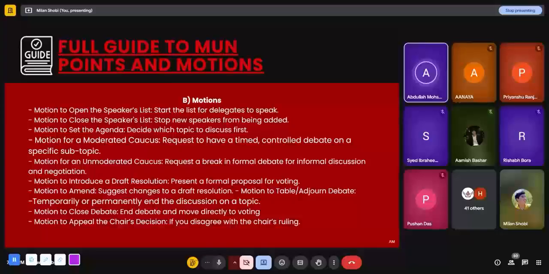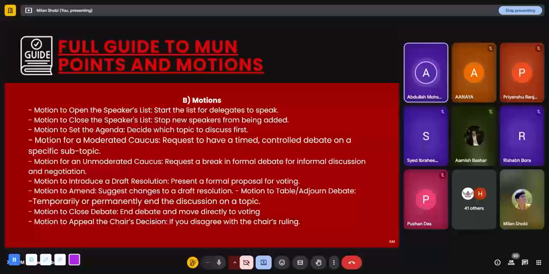It is used to start formal debate and allow delegates to give speeches. For example, if you want to raise it, you will say motion to open the general speakers list on the topic of cybersecurity or any other topic of your choice.